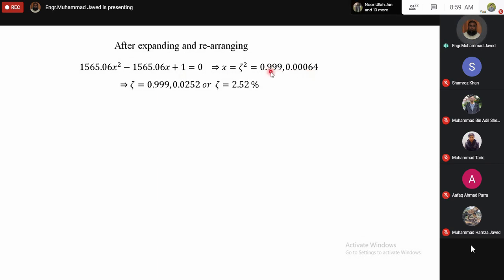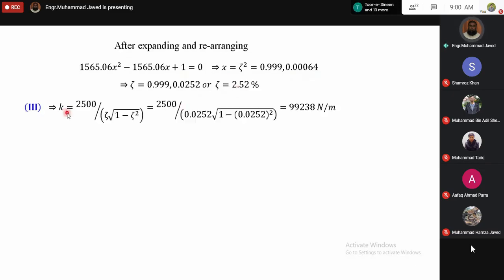The first one is not acceptable because this system is not a critically damped system, and we will use the second value, which is 0.00064. Zeta is 2.52%. Once we find zeta, we can find the value of k. Once we find the value of k, we can find the equivalent static force corresponding to the unbalanced harmonic force.